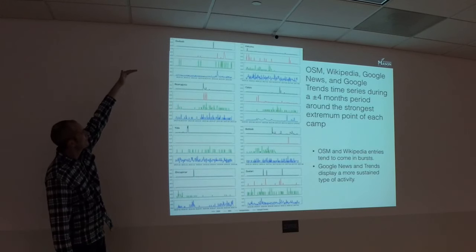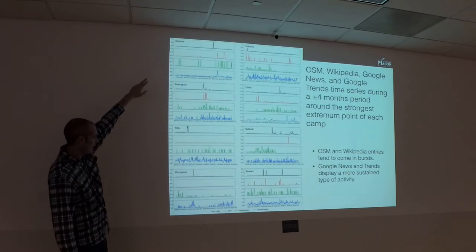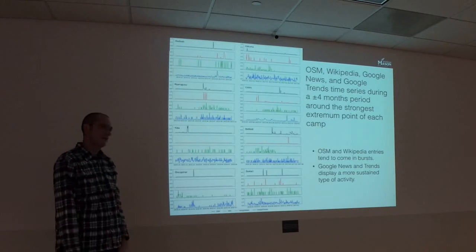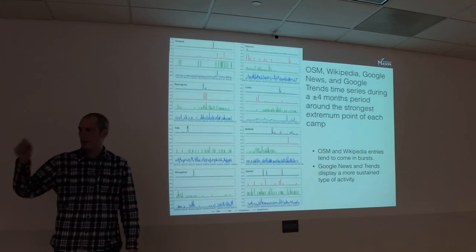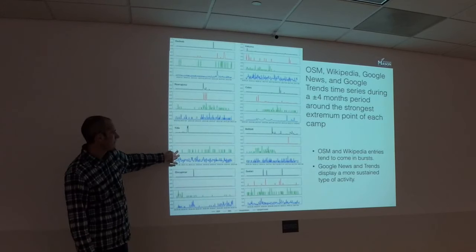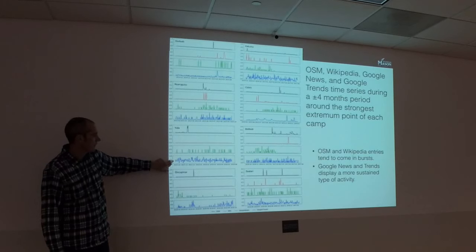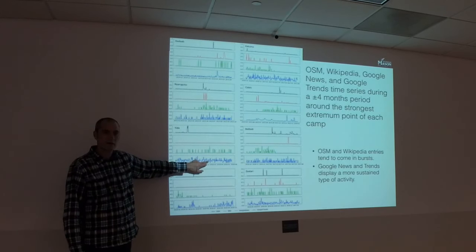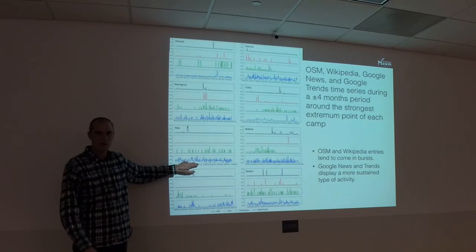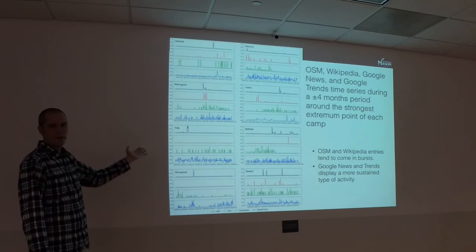On top of each one of these, we have a black line. That's the OpenStreetMap pattern. Then we have the red line, which is Wikipedia edits, people editing the Wikipedia article related to that refugee camp. Green is Google News, so the trends in Google News during that time. And then this blue line is Google Trends, people searching for that camp over time. What does that say to you?